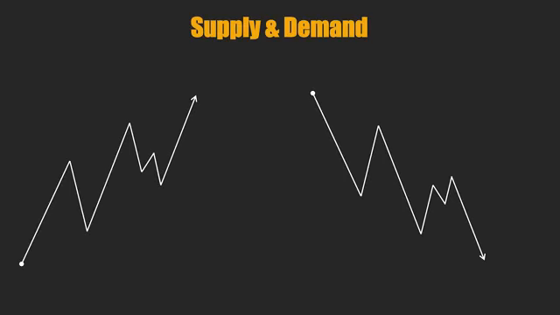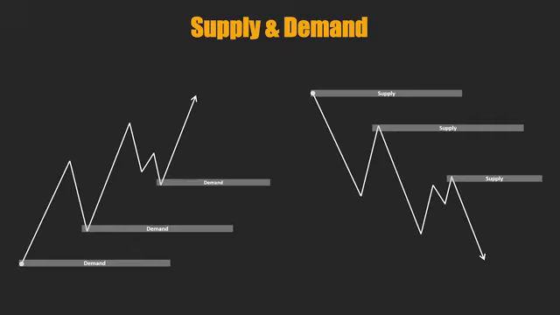Supply and demand are zones on the chart where traders have entered the market, causing the price to move away sharply from that level. Normally, we mark the beginning of this sharp move as the demand and supply areas, and we expect the price to reject this zone when it revisits it, because of the behavior of market participants.